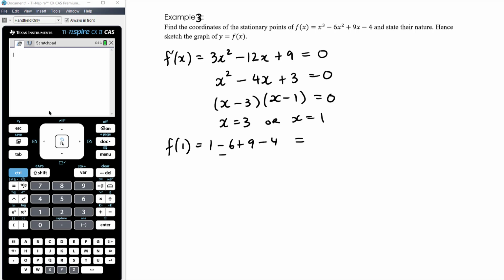So if we think about minus 6 and minus 4, that is negative 10, and positive 1 and positive 9 is positive 10, so that's going to be 0. Okay, so that means that one of the stationary points has coordinates of 1, 0.